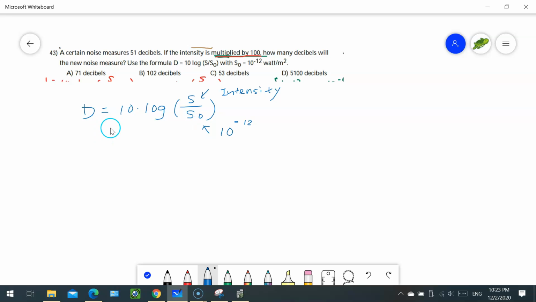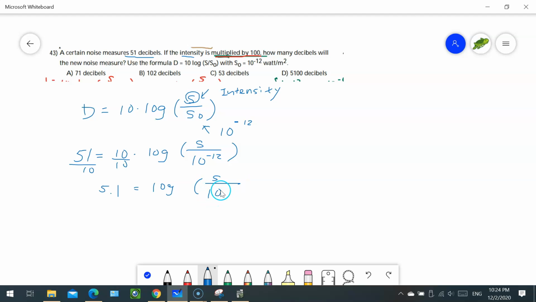Okay, so now we need to find this decibel, right? The noise measure has 51 decibels, and the intensity is multiplied by 100. So we need to find the intensity first. We know that decibel is 51, so 51 is equal 10 multiplied by the log. This number, I don't know it, but I know the S sub 0 is 10 to the power negative 12. So we divide by 10 on both sides. We will get 5.1 is equal log S over 10 to the power negative 12.